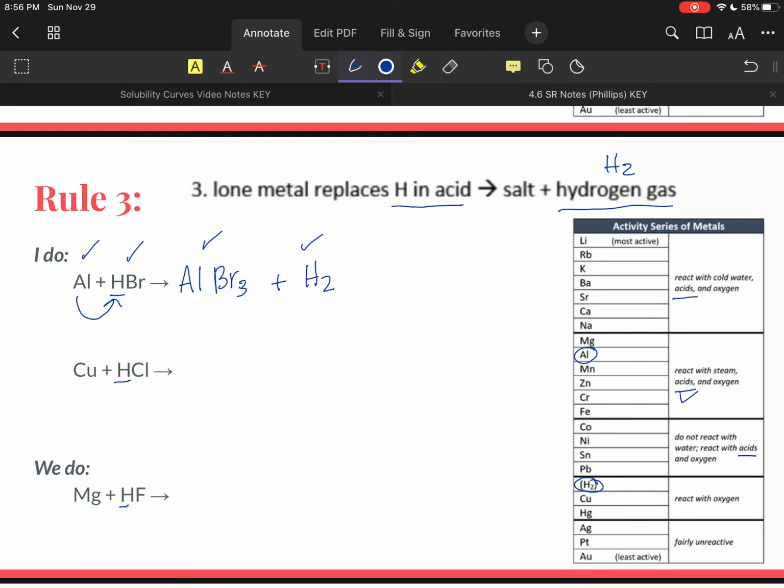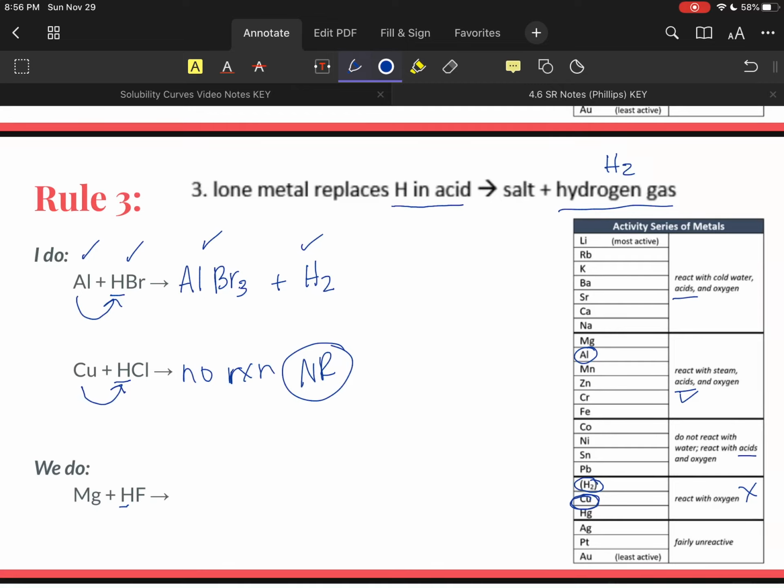Let's look at copper. Copper, will it replace the H? Does copper react with acids? Look down here. Copper is down here below hydrogen, and there's no reaction with acids. So this reaction will not take place. No reaction, or NR, whatever you want to say.